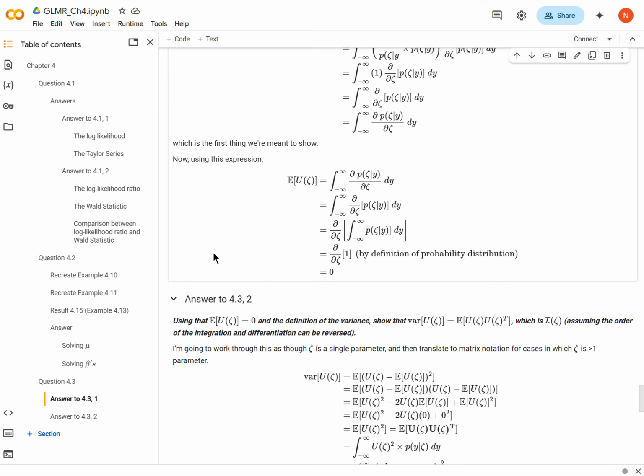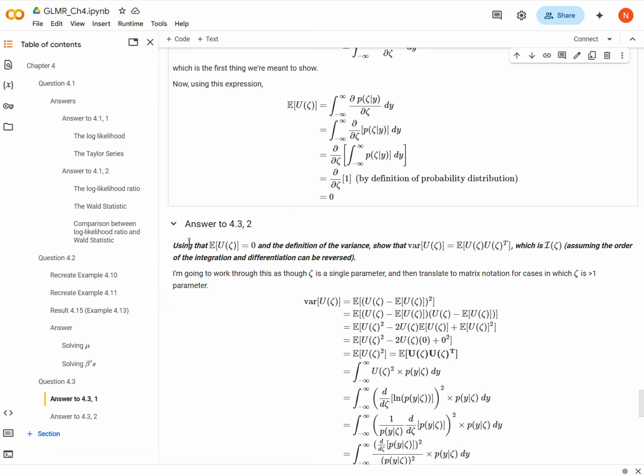Okay, now in part 2, we are using that the expected value, we're taking what we just found, that the expected value of the score function is 0, and then we're supposed to show that the variance of the score function is this, which equals the Fisher information.